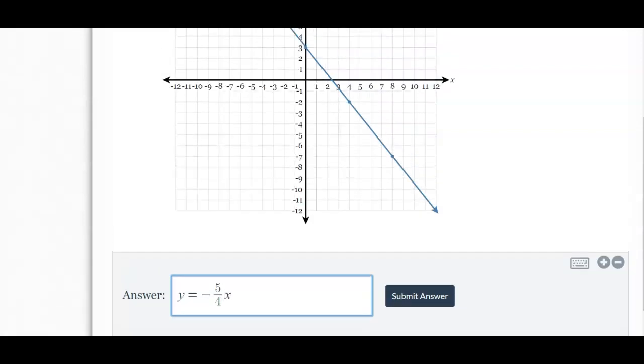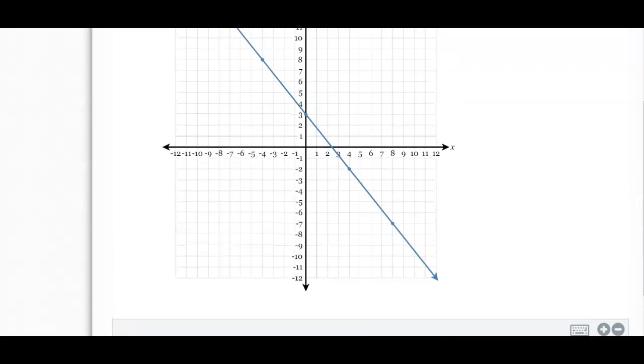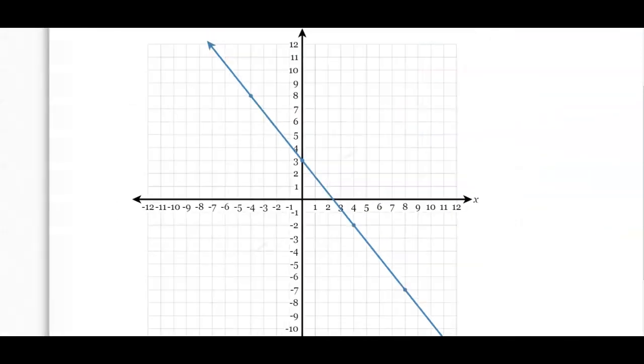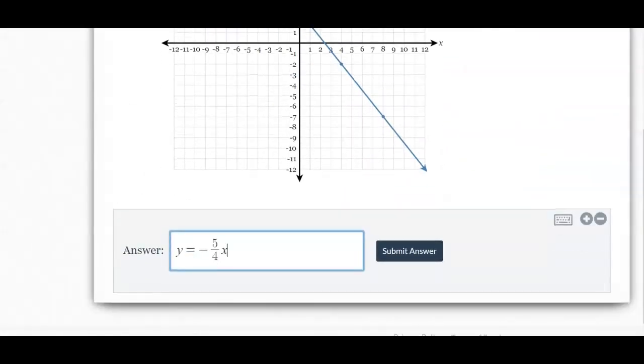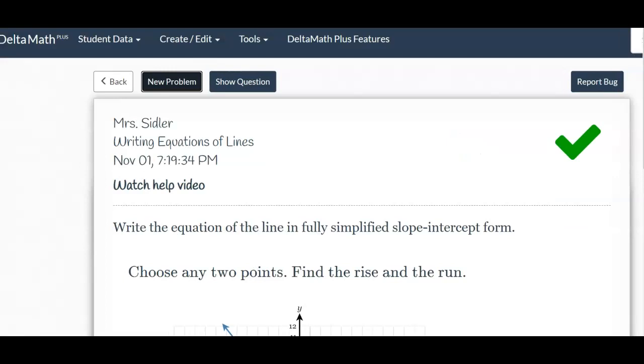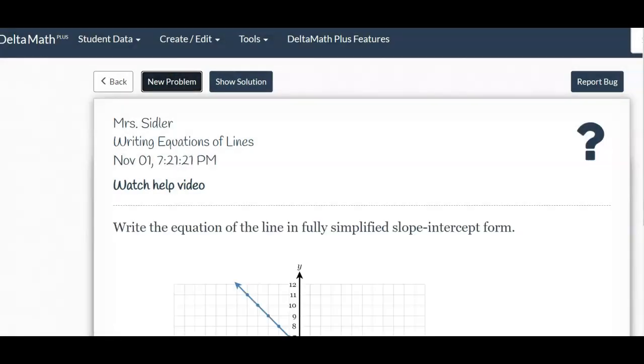And now let's find the y-intercept. In this case, what's the y-intercept? And that's a +3. So I'm going to say +3 in my equation. Let's get another one in practice again.